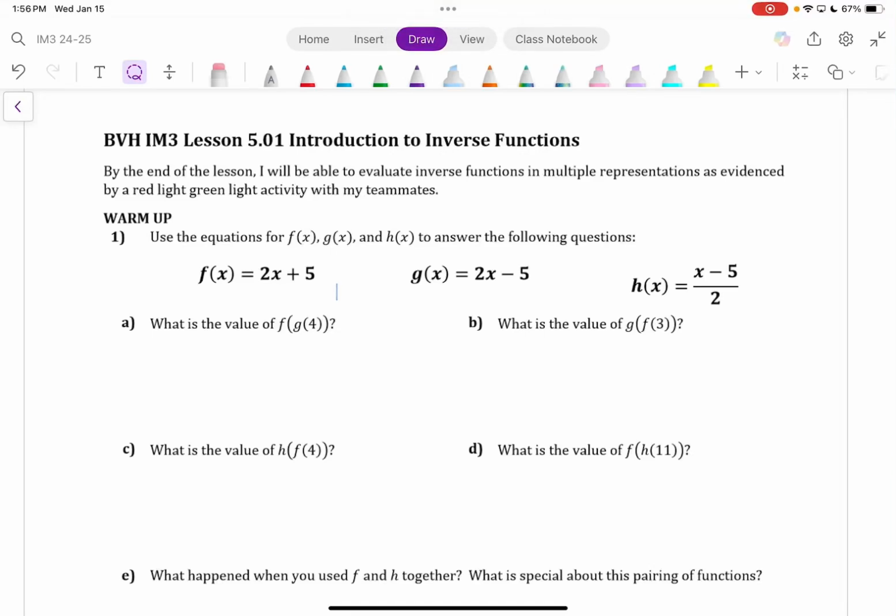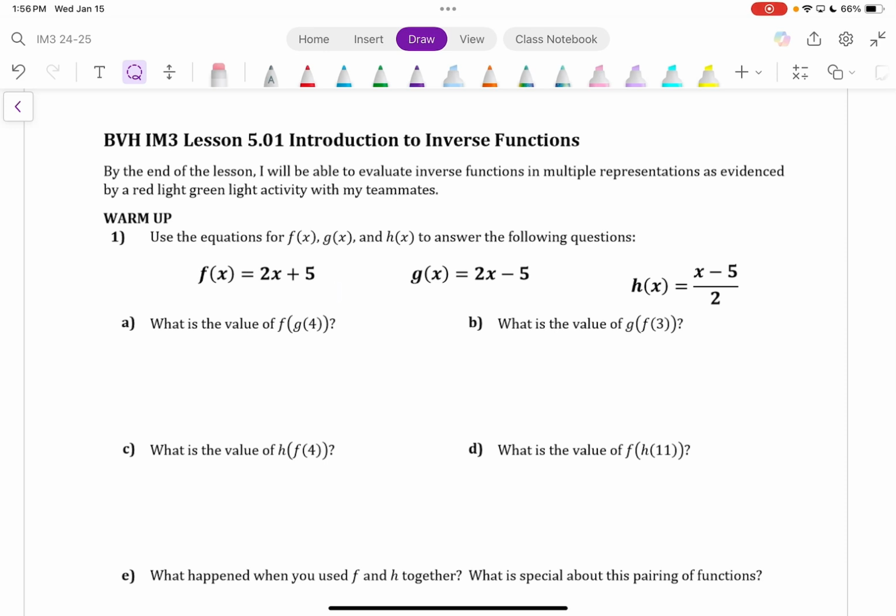All right, so we're going to go ahead and get started, you guys. The very first lesson of this packet is an introduction to inverse functions. So this unit is going to cover all about inverse functions. And in this particular lesson, we will be looking at how to evaluate inverse functions through multiple representations.